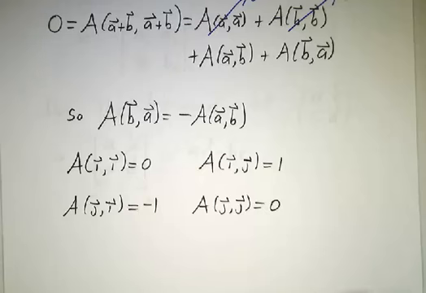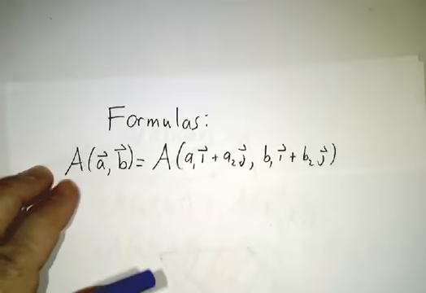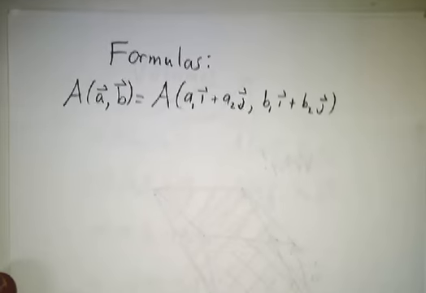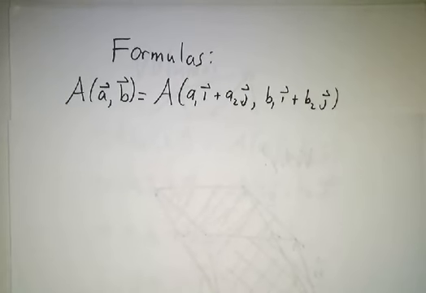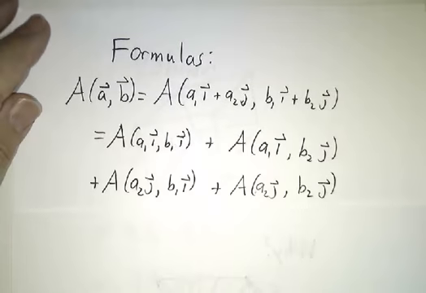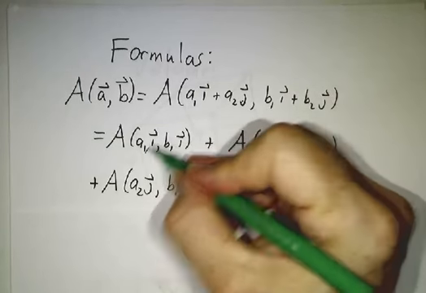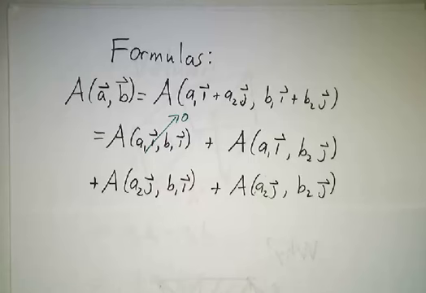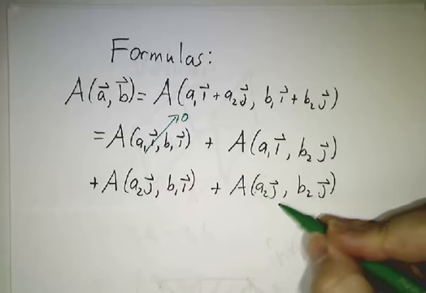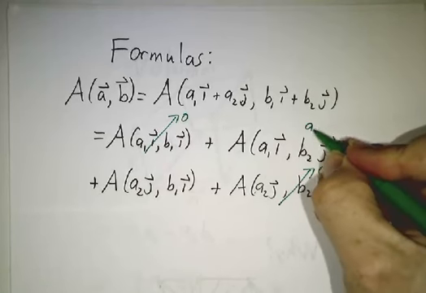So now we're ready to figure out the grand formula. We just take any two vectors A and B, expand them in terms of i and j, and FOIL it. The first term is 0 because that's i twice. The last term is 0 because that's j twice. This term gives you A1 B2.